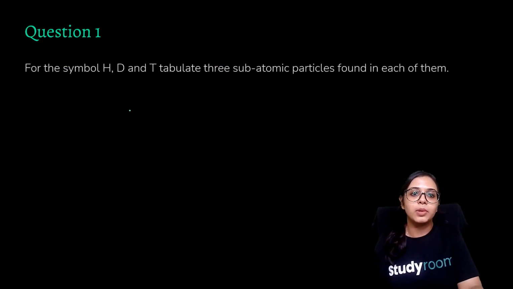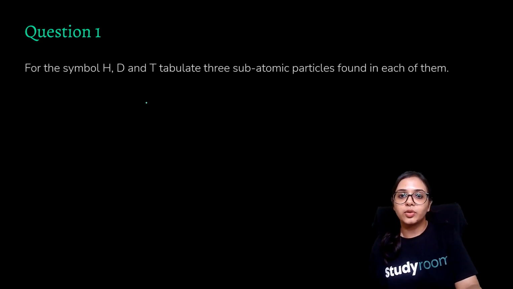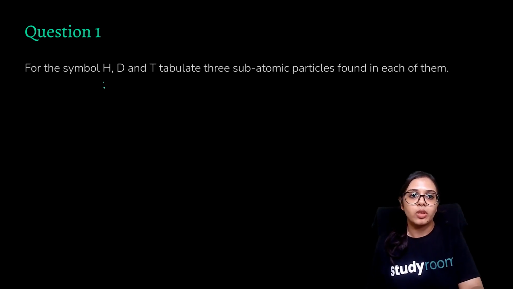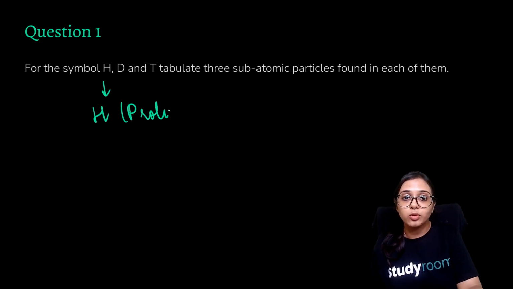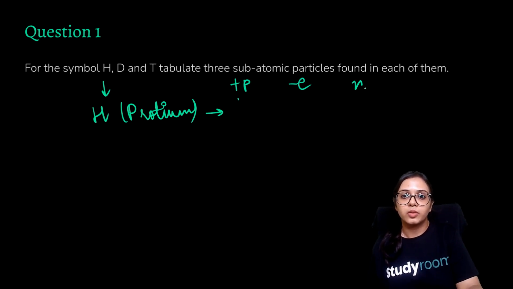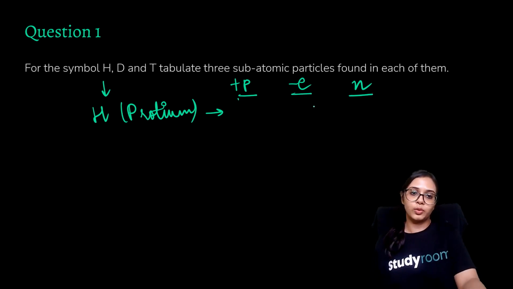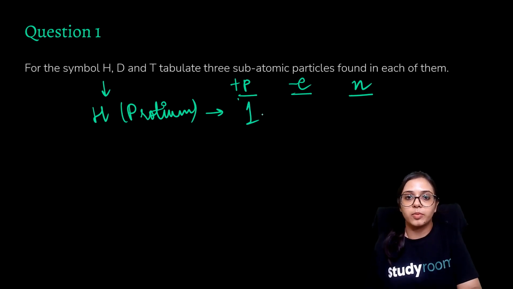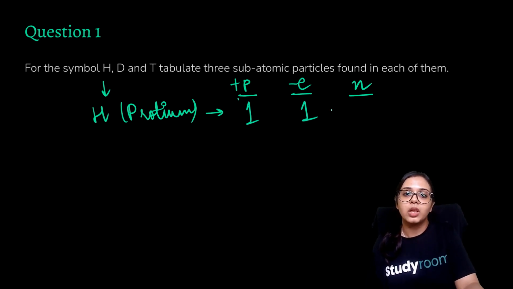Question 1. For the symbols H, D and T, tabulate the 3 subatomic particles found in each of them. Symbol H could be simply taken as protium, that is our isotope of hydrogen. So the 3 subatomic particles would be: P stands for proton, this is electron, this is neutron. So protium, we know the atomic number is 1 because the element is the same, right? So we'll have 1 proton, we'll have 1 electron, but this isotope of hydrogen has 0 neutrons.